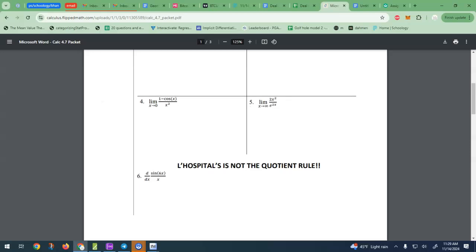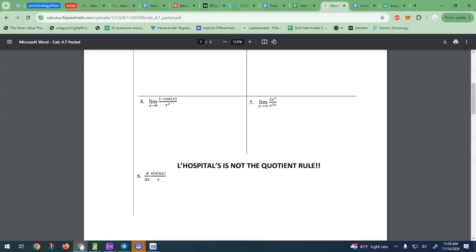So plug in 0 here. Cosine of 0. What's the x value of 0? 1, so 1 minus 1 is 0. So I have 0 over 0, so I'm going to use L'Hopital's. The derivative of 1 goes away, the derivative of negative cosine is sine. Yes, okay, good. I was wanting them to do that. I plug it in.